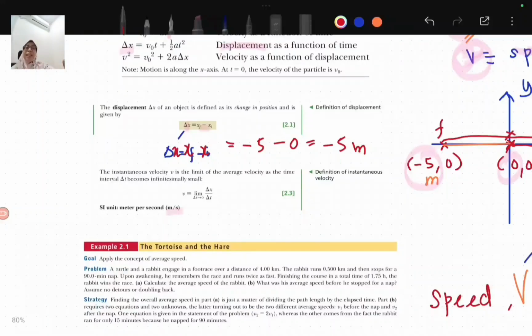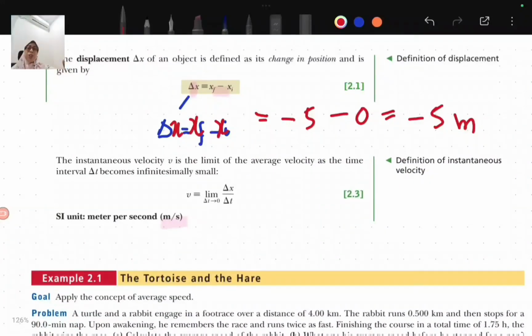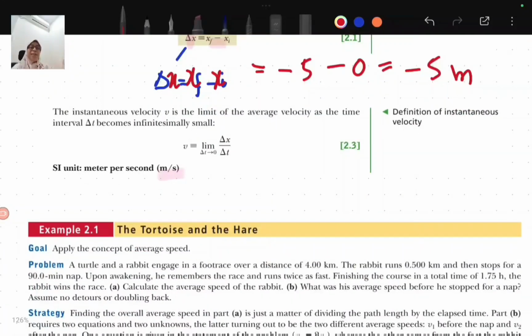We call it instantaneous velocity. So instantaneous is actually a representation of a very specific time. At a very specific time, what is the velocity at that specific time? So by the book itself, the instantaneous velocity at that instant is the limit of the average velocity as the time interval becomes infinitely small. So at a very, very specific time, what is the velocity? That is what is meant by the instantaneous velocity at the instant.